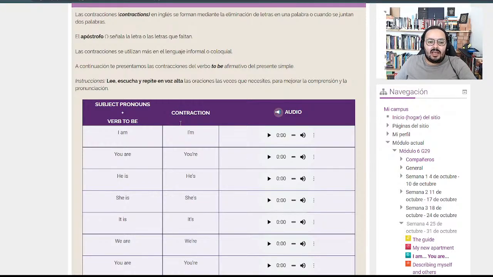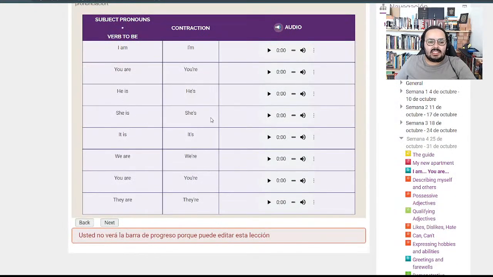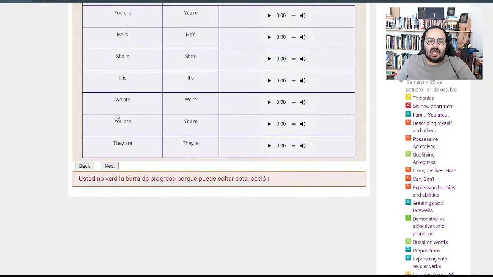For example, for I am, we have I'm, which is I apostrophe m. You are, you apostrophe re. He is turns into he's, and it is formed by he plus apostrophe plus s from is. She is turns into she's. It is, it's. We are, we're. You are, you're. They are, they're.